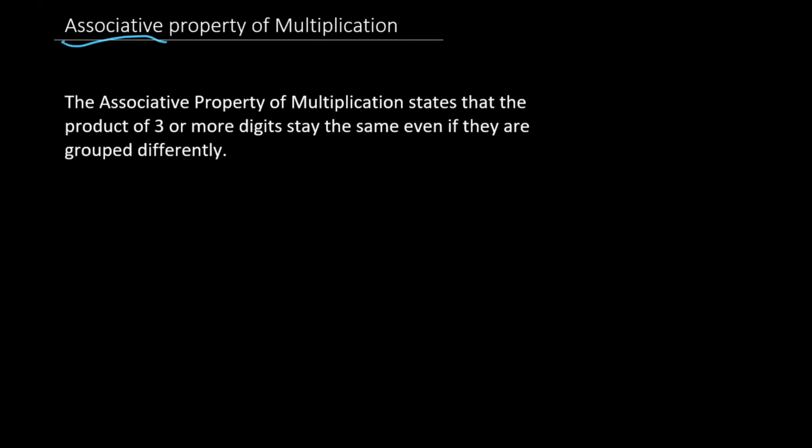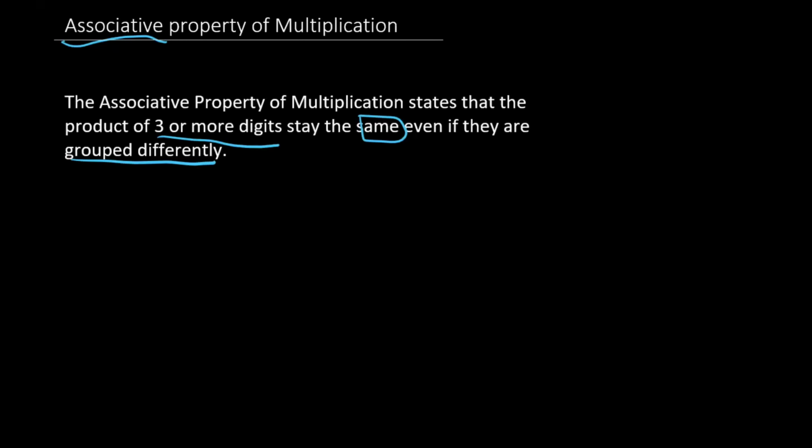property of multiplication. The associative property of multiplication states that the product of three or more digits stays the same even if they are grouped differently. So even if they have parentheses at different places, the product will stay the same. For example, I'm going to use variables. Variables are any alphabets.